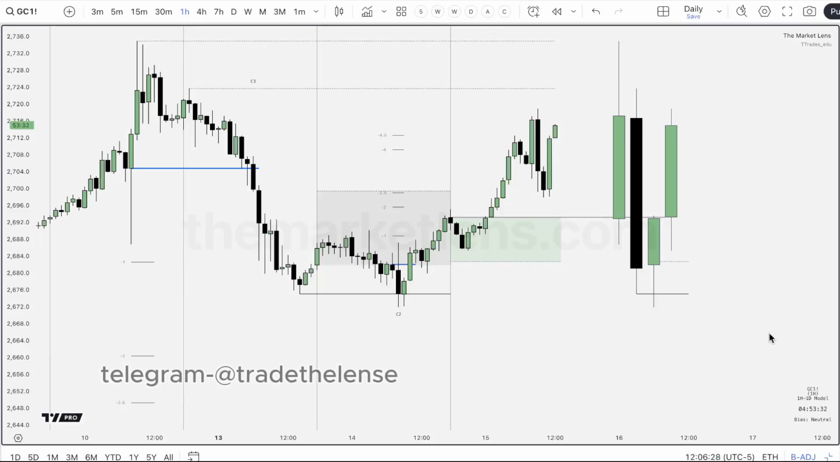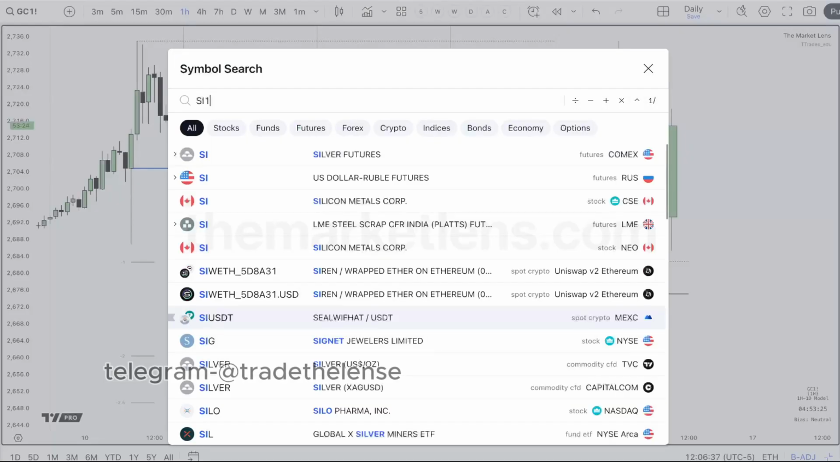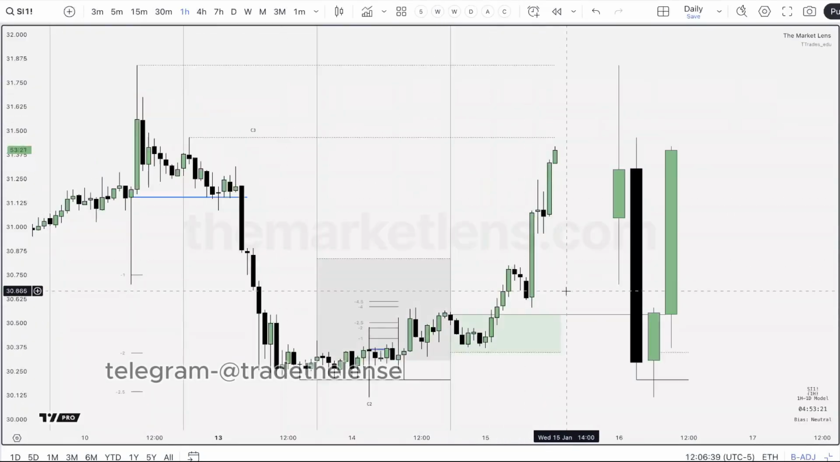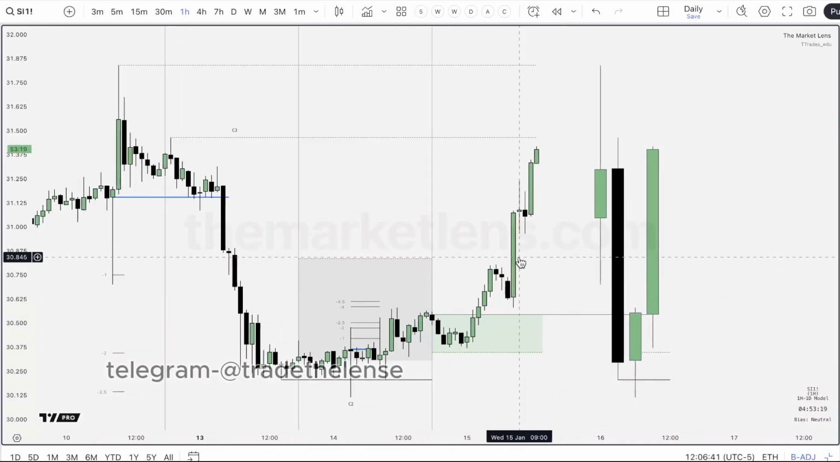You took a loss on silver. Would you mind reviewing it? Sure. Let's go take a look. Silver. Looks like you were trading. Where were you trading this?